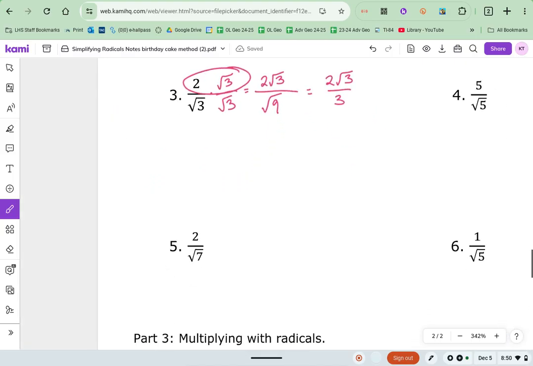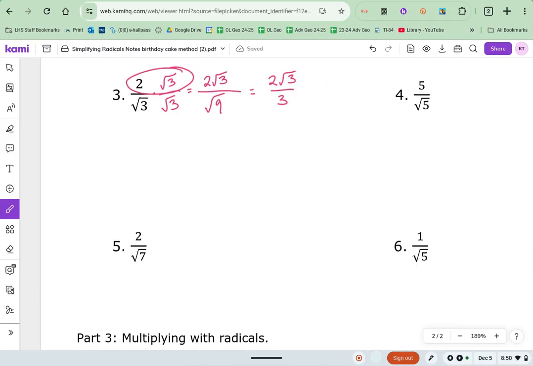All right, you guys try 4 and 5, and then pause the video. Once you guys have had time to try it, unpause the video, we'll check it together. We'll do number 6 together, and then we'll do part 3.